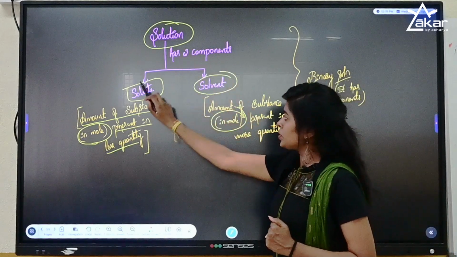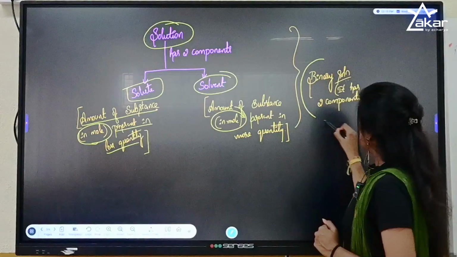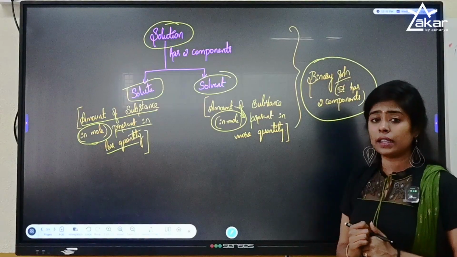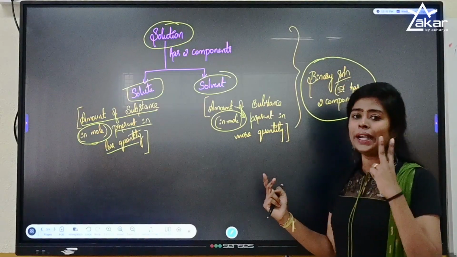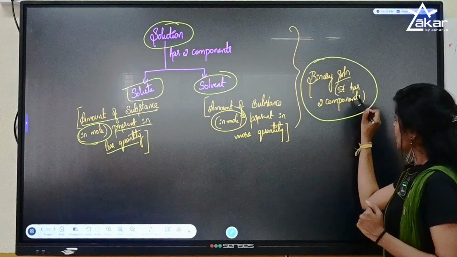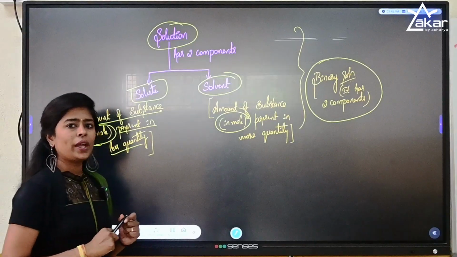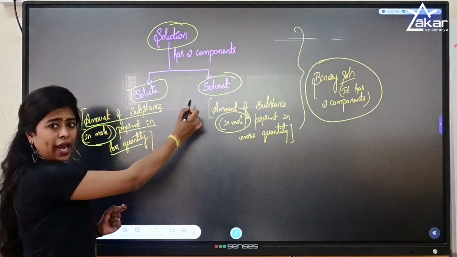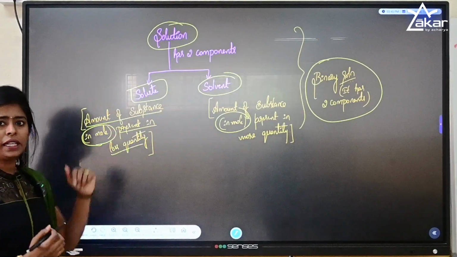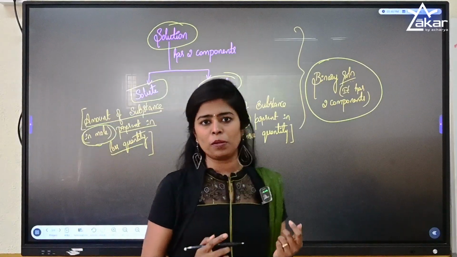So a solution has two components, solute and solvent, and mainly we are dealing with binary solutions. Binary means only two components, one is solute, the other one is solvent. It has only two components in it. So now we understood the meaning of solute and solvent present in our solution. With this knowledge we will try to take up one problem.